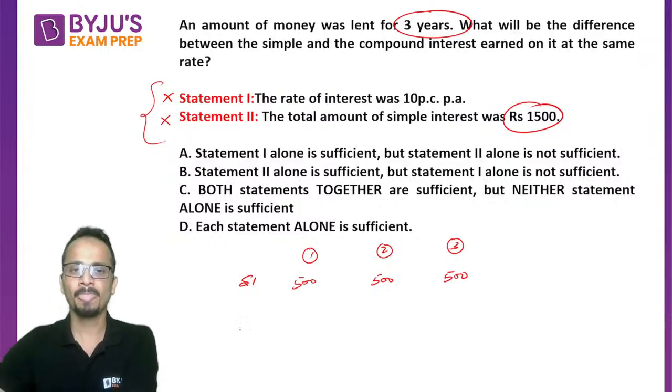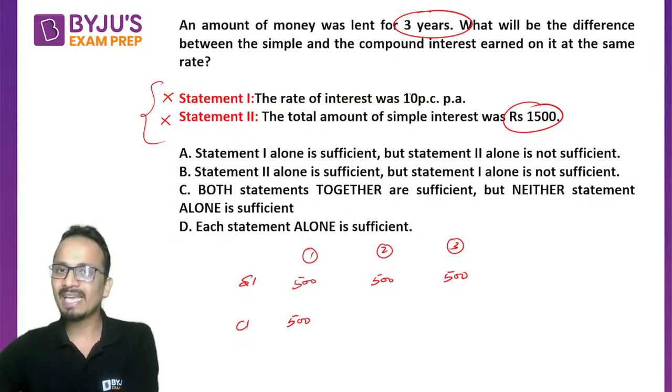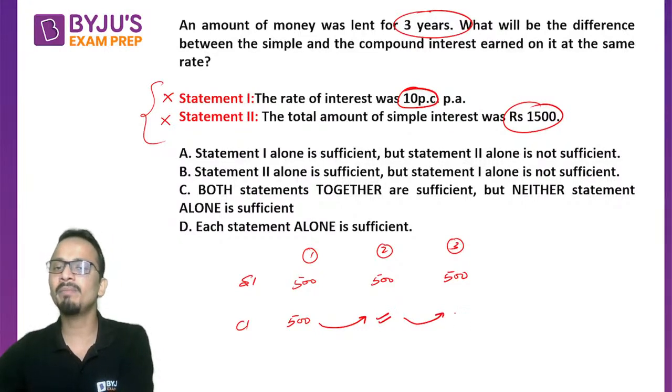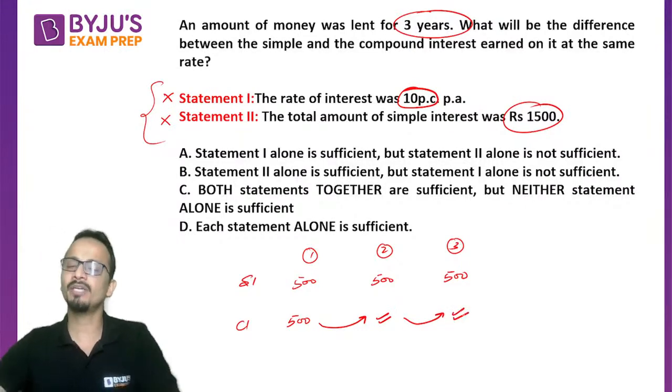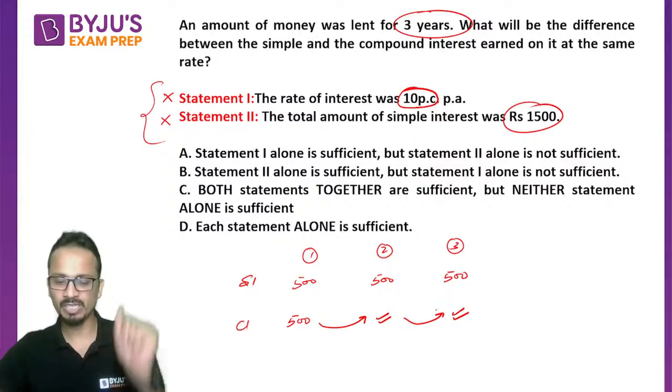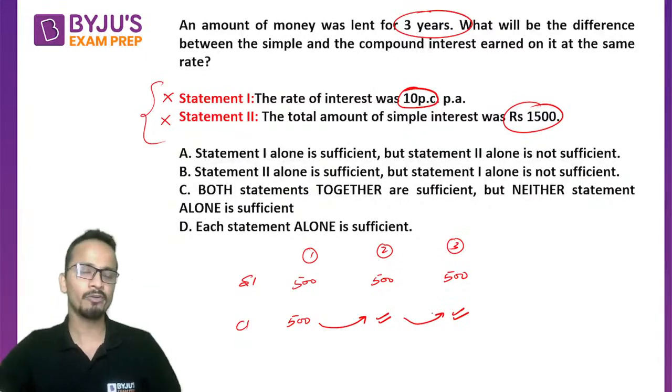Now compound interest in the first year will remain the same. It will be 500. Second year compound interest can be calculated if the rate of interest is given. So using the rate of interest, I can find out the compound interest of the second year, and hence I will be able to calculate the compound interest of the third year as well. Now using this, I will be able to find out the difference between simple and compound interest.